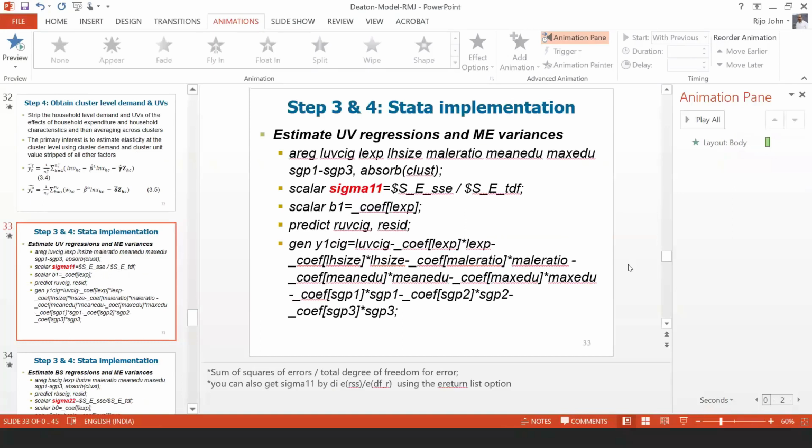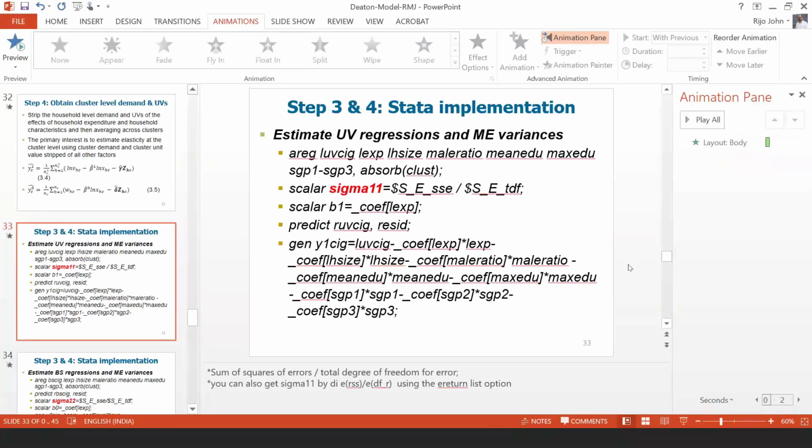So that is derived as $S_E_SSC. This is programmer's language. You can see that this will be captured. These are basically scalars which are generated while these regressions are run. So you can basically capture these macros to form a scalar there.